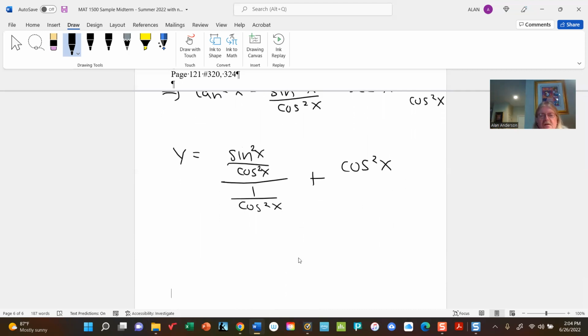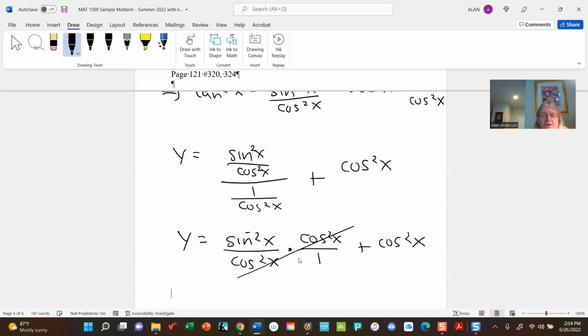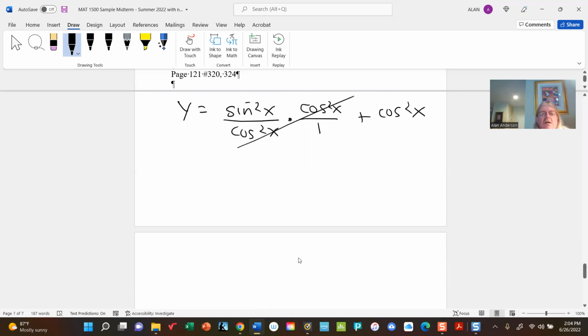Now, we want to certainly simplify this first term. So here's how we can rewrite it. Divided by 1 over cosine squared is the same as multiplying by cosine squared over 1. And this is the key to the whole thing, because all of a sudden we have sine squared x plus cosine squared x equals 1. That is one of the Pythagorean identities.